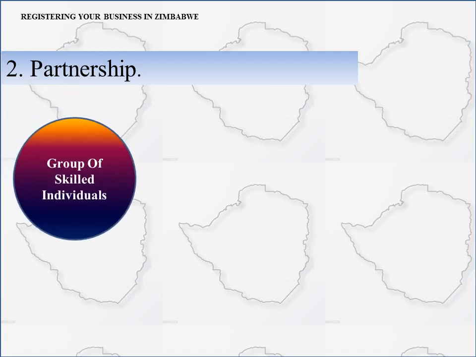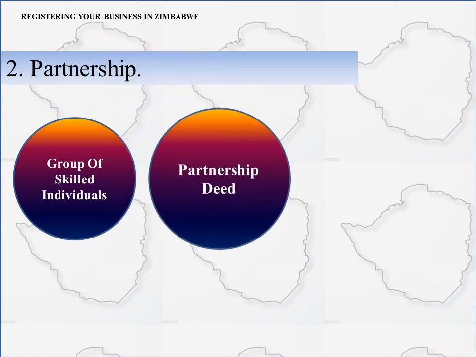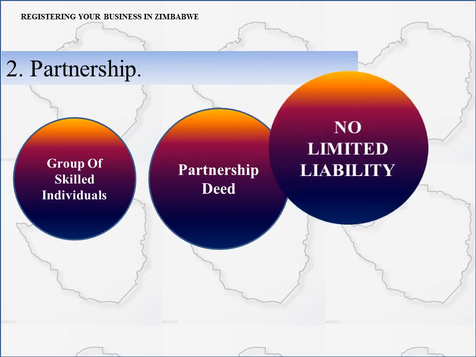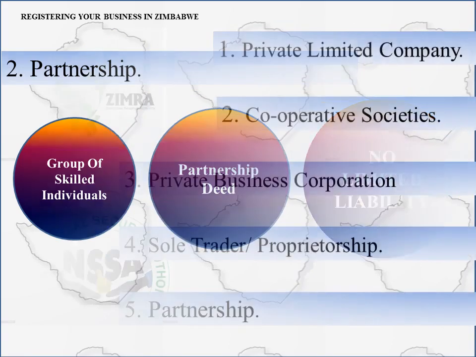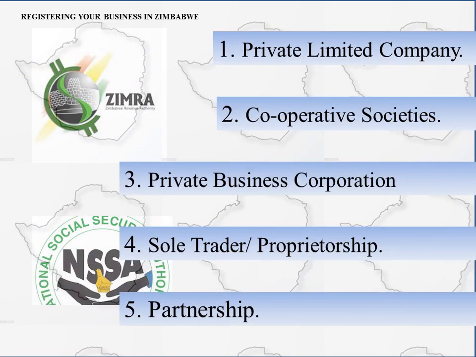2, we have partnerships. As the name suggests, a group of individuals up to 20 come together to register a partnership. They may write up a partnership deed that governs the way they operate, and just like a sole trader, they have no separate legal identity. All the above entities are required to register with 1 or more local authorities such as the Zimbabwe Revenue Authority, National Social Services Authority, and various national councils depending on their operations.